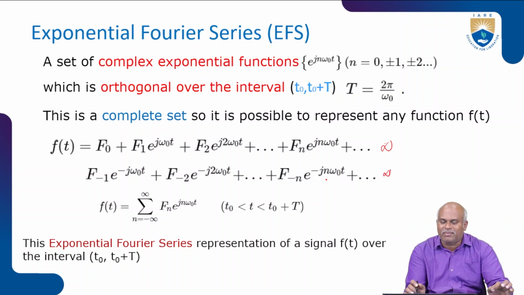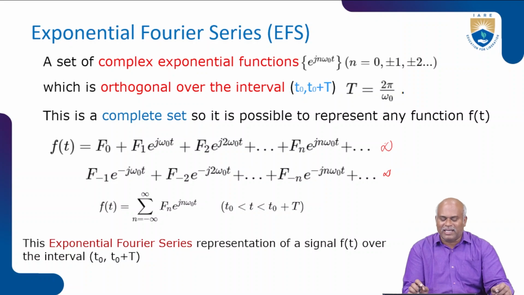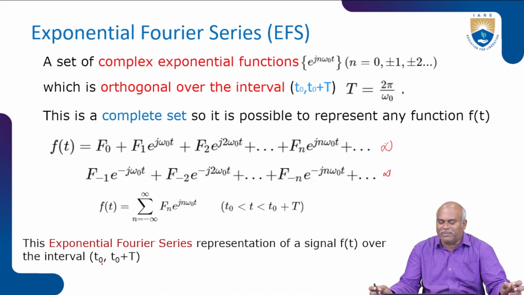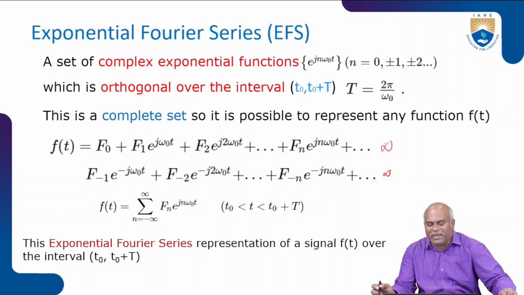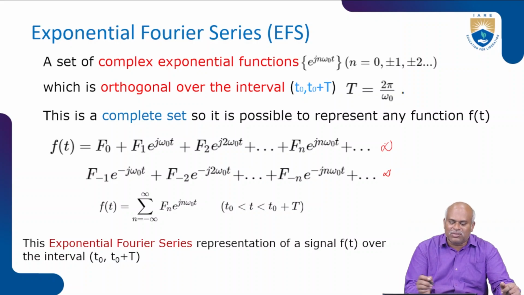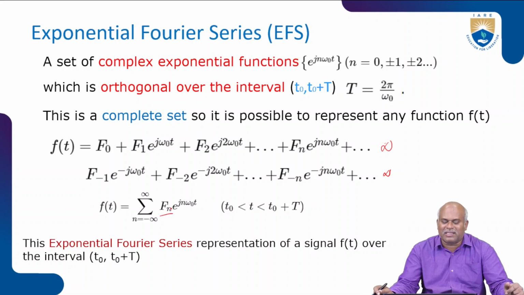We need to simplify this equation. I should write for the general case f of t is equal to sum from n equal to minus infinity to plus infinity of f of n e power j n omega 0 t. Now T, that is the time interval of the signal, is represented as t0 to t0 plus T. This is the exponential Fourier series representation of the signal f of t over the time interval t0 to t0 plus T. So f of n is represented as the exponential Fourier series coefficient.